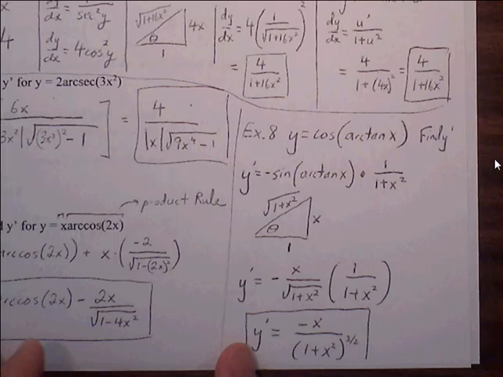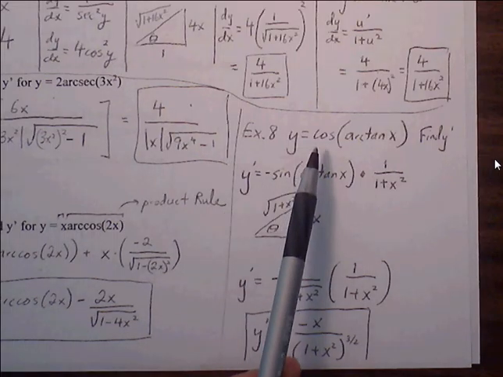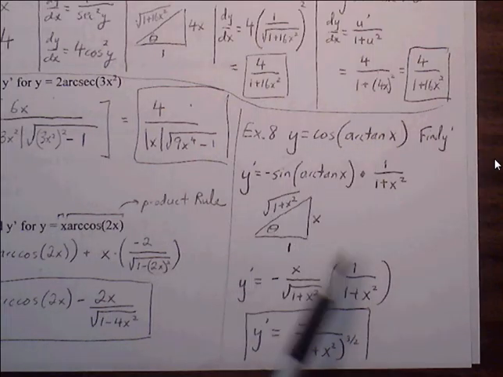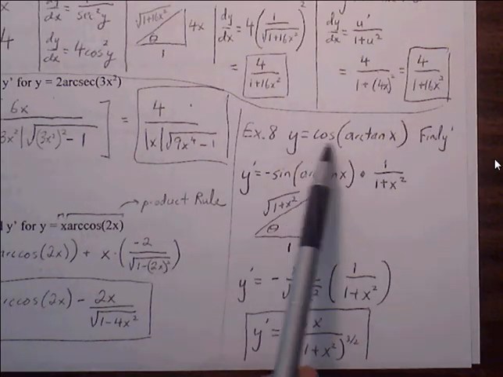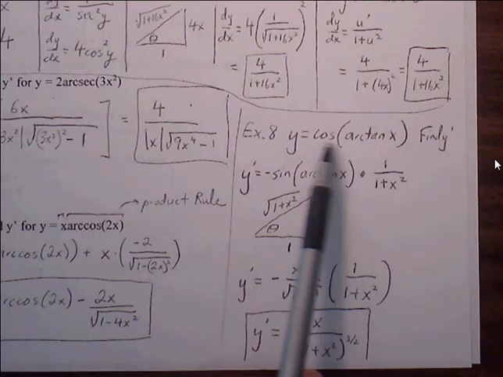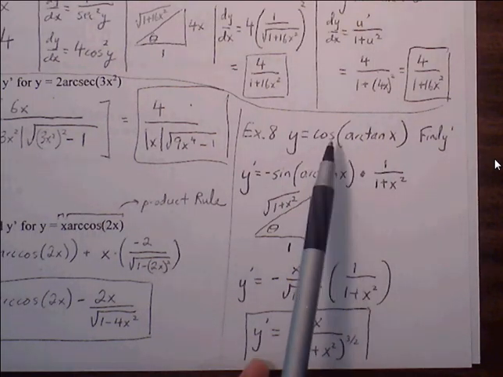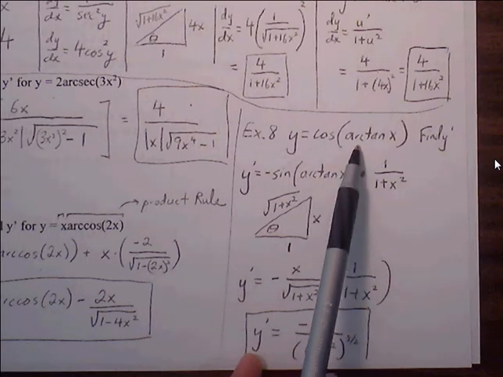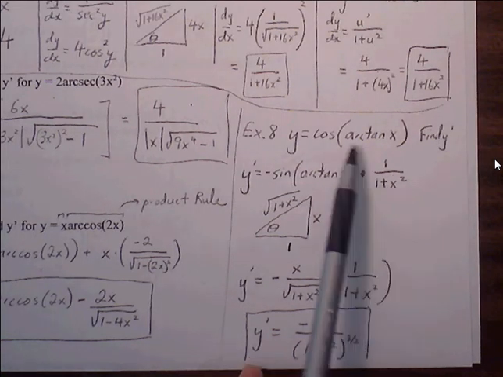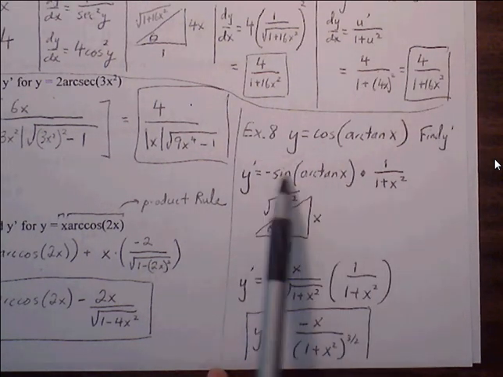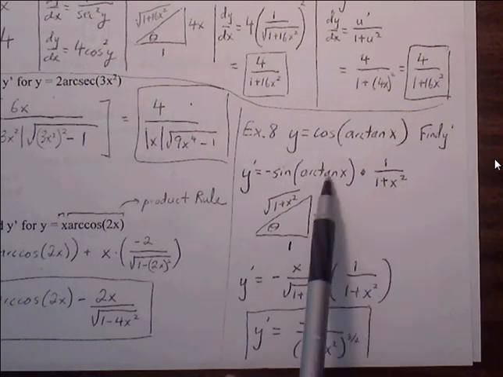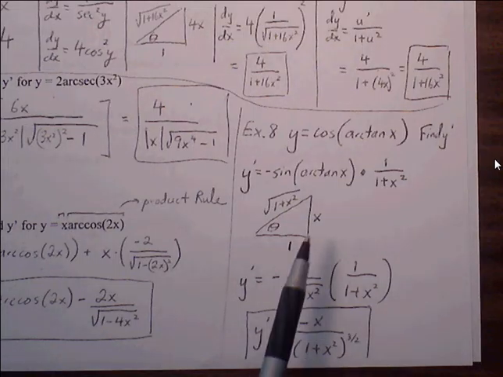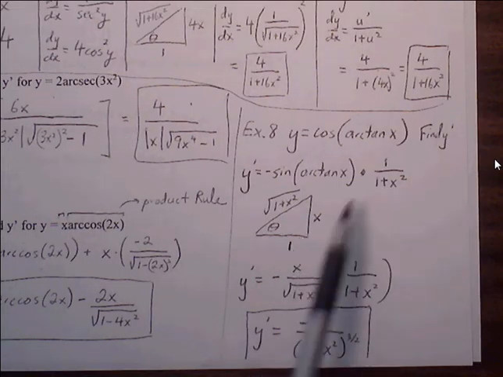Okay, example 8, we want to find the derivative for cosine of arctangent of x. Now notice that we can go through this using chain rule here, cosine of arctangent of x. So to do that, we can think of this as a derivative of cosine and then multiply by the inside function's derivative. So the derivative for cosine of u is negative sine of u times u prime, and the derivative for arctangent of x is going to be 1 over 1 plus x squared. Okay. And if we have that, then we can simplify further here.